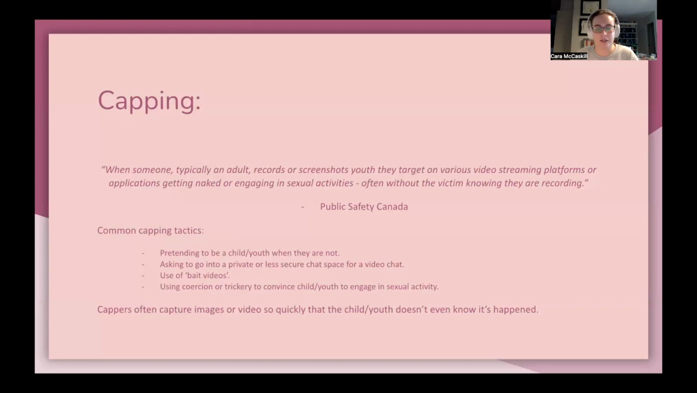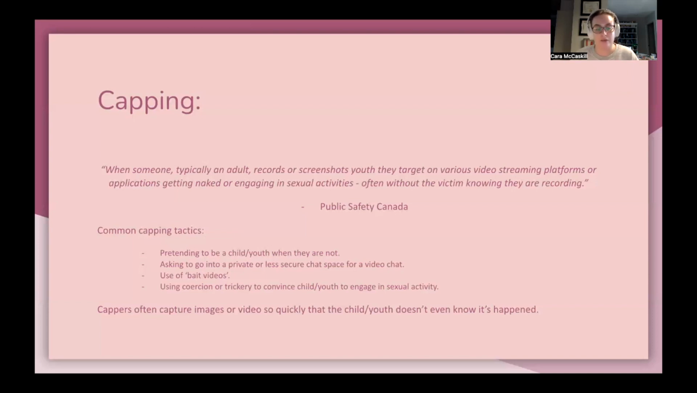And often in instances of capping, from the beginning of pretending to be a child or youth, to asking to go into that private chat space for a video chat, to using the bait videos, this can take place over the course of 20 minutes. So it's not like this is happening over the course of weeks or months, although that does happen. A lot of times this happens very quickly. And cappers are very fast and efficient at what they do.